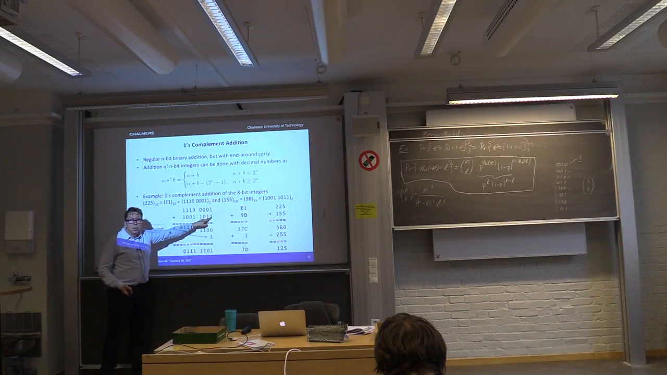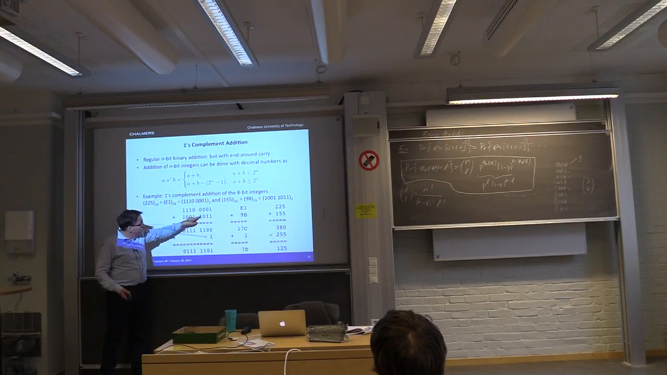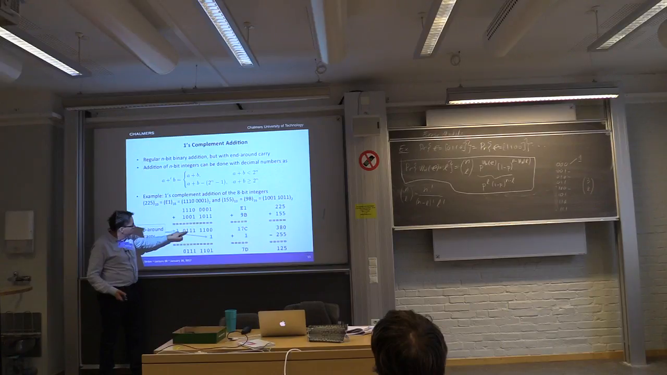If we have it like this, it's simple. 1 plus 1 is 0 plus a carry. And then 1 plus 1 is 0 plus a carry. 1 plus 0 is 1. 0 plus 1 is 1. 0 plus 1 is 1. 1 plus 0 is 1. 1 plus 0 is 1. 1 plus 1 is 0, and then 1 as the last carry here.